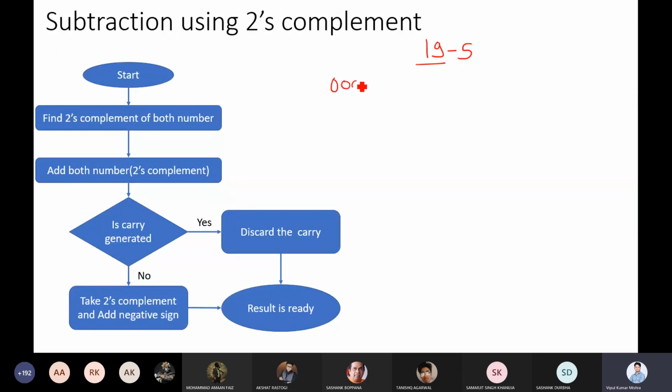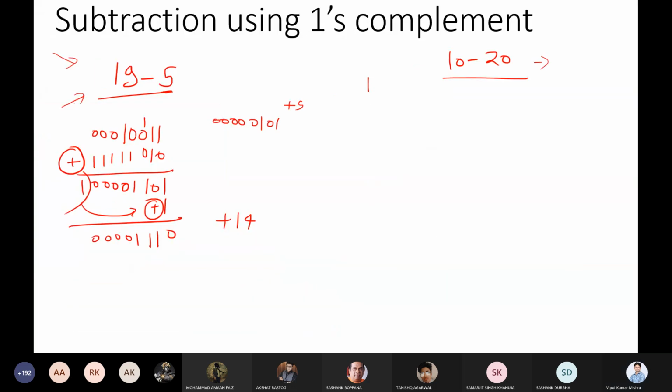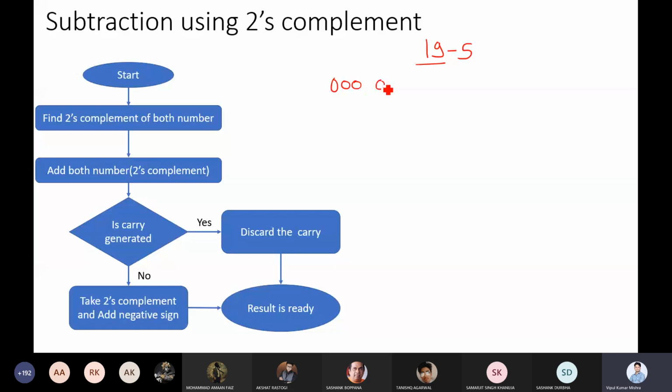So it will be 000, then 1 00 1 1. So this is your plus 19. Now minus 5, right? So for minus 5, first you will say what will be the plus 5? 0 0 0 0 0 1 0 1.